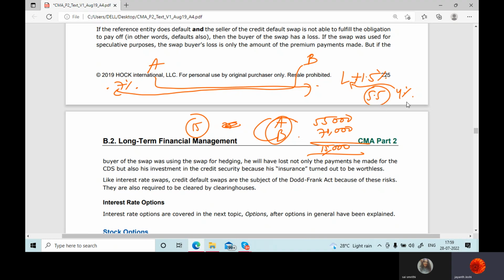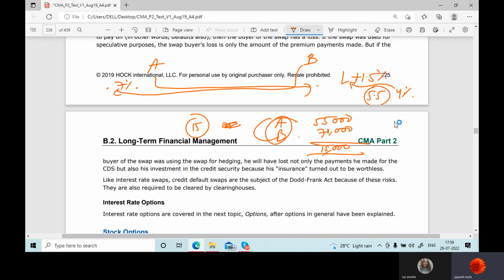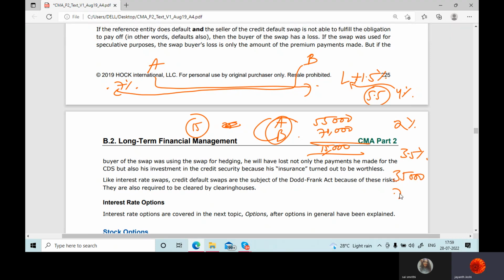Now let's say the LIBOR goes to 2%, so 3.5%. So A will be making a payment of 35,000, B will be making a payment of 70,000. So what is the case here? Who is gaining? A is gaining 35,000. So A will share 17.5 to B, and he will keep 17.5 with him. Can this happen? Yes, this can happen.